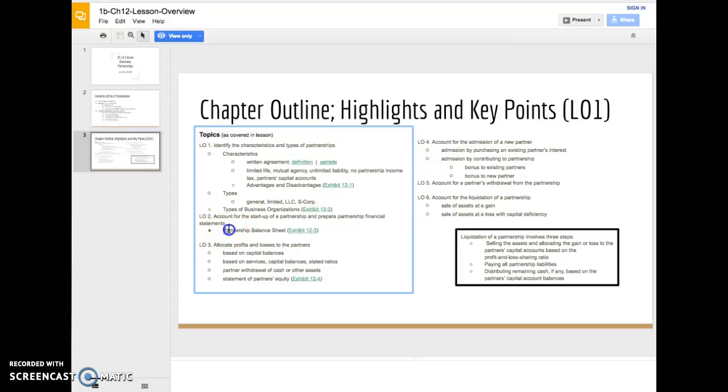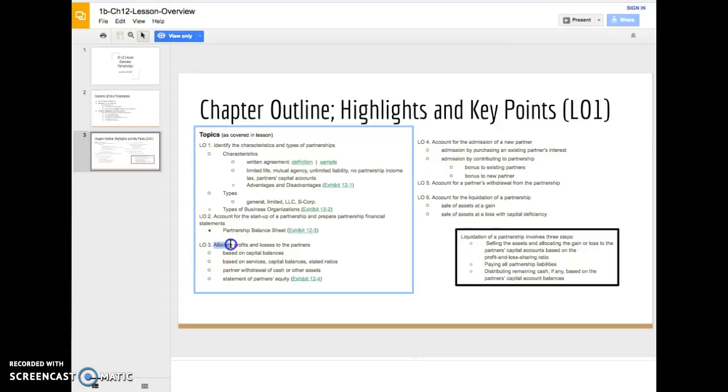There's also learning objective number 2, which talks a little bit about formation and about the balance sheet for the partnership, which looks pretty much the same as other balance sheets you've seen already up to this point, but it has a couple of differences. And finally, again, you go into the life cycle of the partnership in terms of accounting.